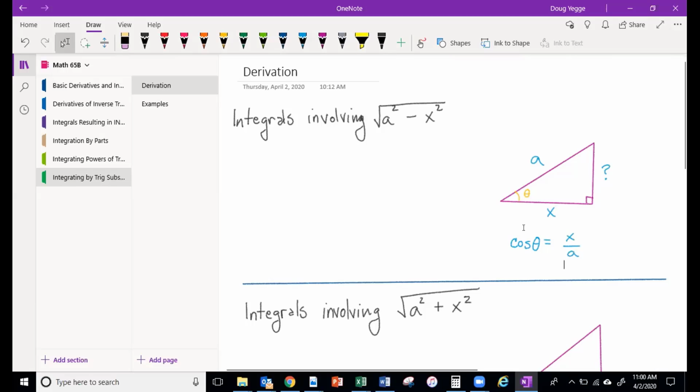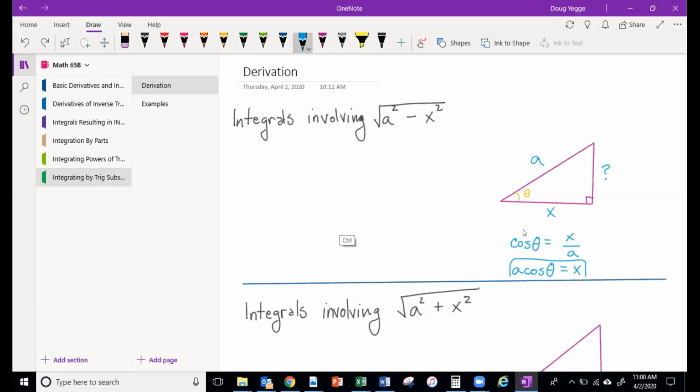So notice that this is already starting to show me how I might be able to do a substitution. That if x over a is equal to cosine of theta, then that would mean that a cosine theta is equal to x. And what I've just done here is I've created a substitution that allows me to replace x with a cosine theta. I'm substituting a trigonometric function into x.